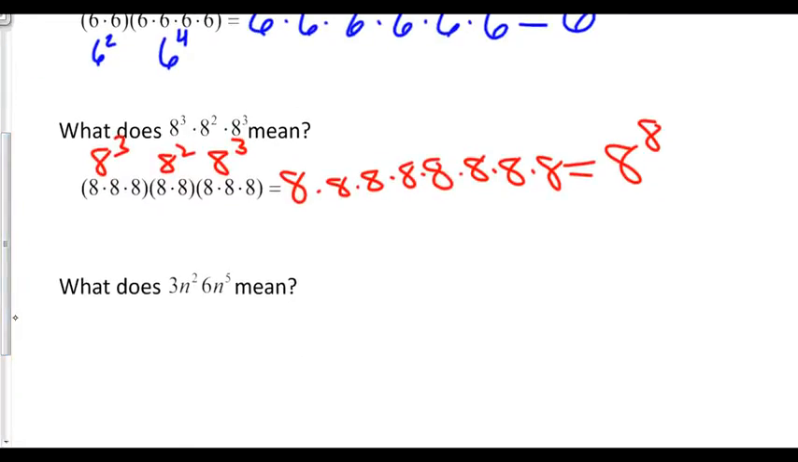And then if I have 3n squared times 6n to the 5th, well, what does this mean? It just means I've got 3 times 6. I'm going to multiply those coefficients together. That gives me 18. And then 1, 2, 3, 4, 5, 6, 7 n's. So it's n to the 7th.